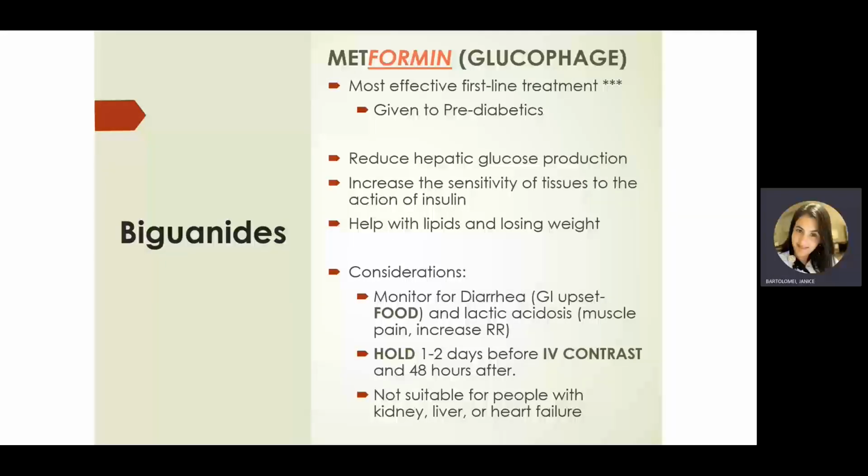So some of the considerations that we need to educate our client on with biguanides is that it produces a lot of GI upset, especially diarrhea. So it should be given with food always. You're going to have clients that complain of this diarrhea and GI upset, especially if they're eating a lot of carby and sugary foods. They have to run to the bathroom.